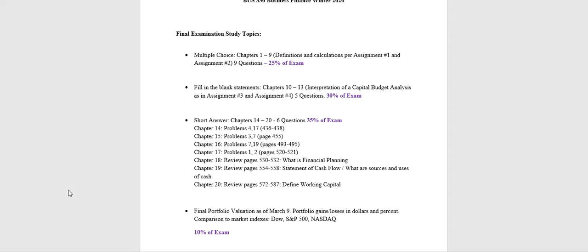And the final part of the examination will be 10% of the exam, which would be to conclude your final portfolio valuation. For this class, it will be as of March 9th, with portfolio gains and losses in dollars and a comparison to the market indexes in percent of the S&P, the Dow, and the NASDAQ exchanges. A final portfolio valuation and review will be in spreadsheet format, to be turned in with your work from the other 3 sections.